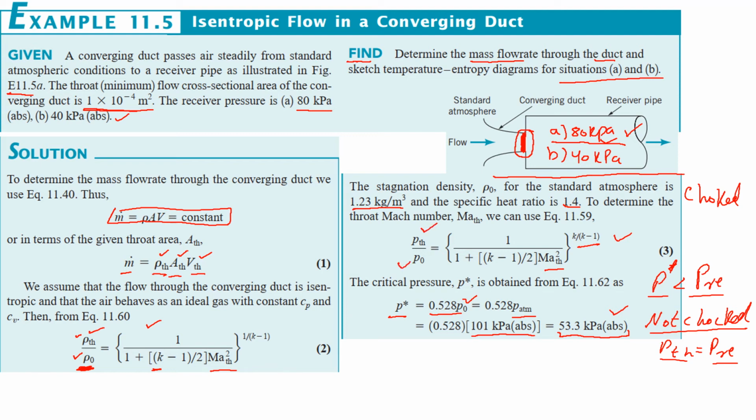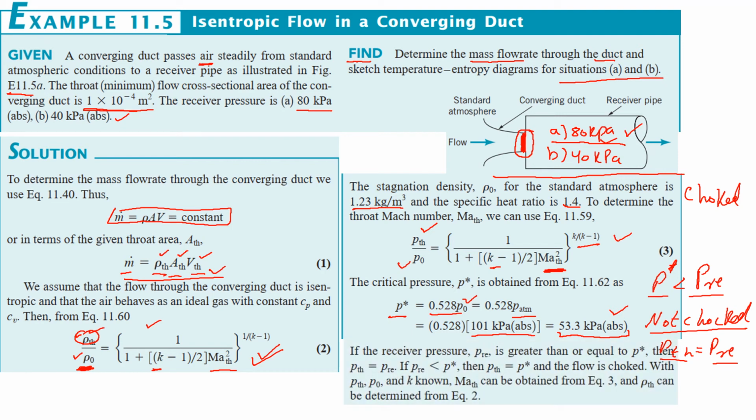We can put our atmospheric pressure value. We will put K is equal to 1.4, that is for air, because we are dealing with air at standard atmospheric conditions. So K is 1.4. Then by solving this equation, we can find our Mach number. After finding the Mach number, we can use the Mach number in this equation and find our density at the throat, and again further by using the speed of sound equation we can find our velocity at the throat, and with the help of these equations we can find the mass flow rate.